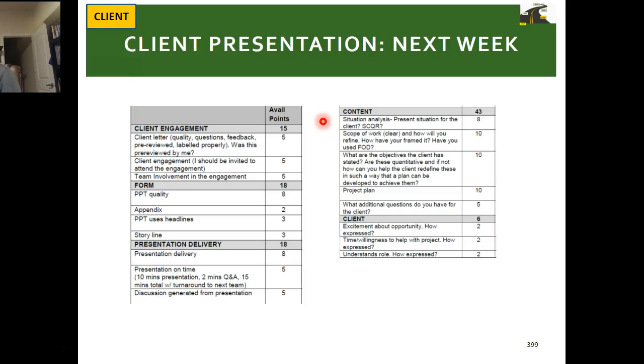And last but not least, get to the client. Is the client excited about the opportunity? Will the client put time and willingness into helping with the project? And how is this expressed? Does the client understand the role? And have you tied down a specific time on a regular basis for communication?